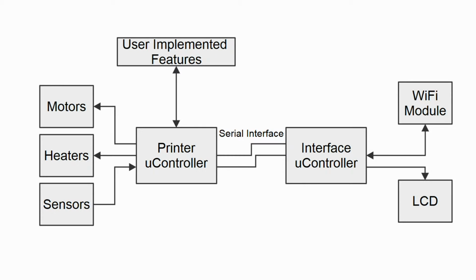The first controller will be the primary controller that will control the print, motors, and sensors and heaters, as well as any other user implemented feature. The other controller is the interface controller, which will control the Wi-Fi module, the LCD screen, and could even work with a camera in the future.